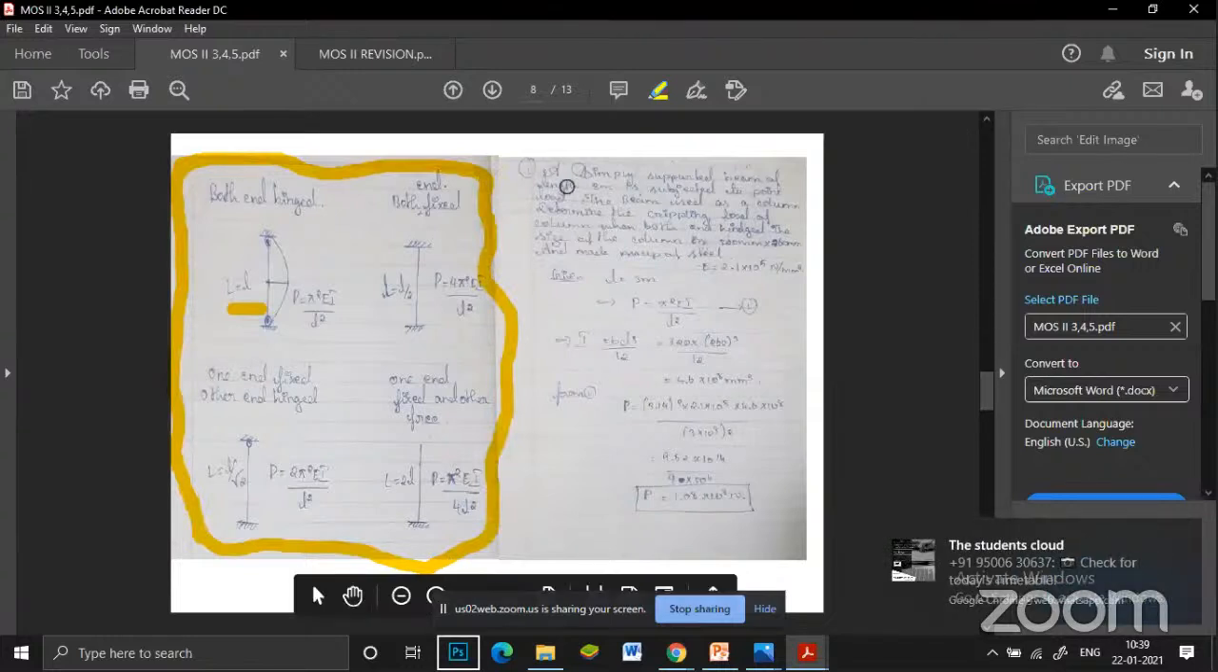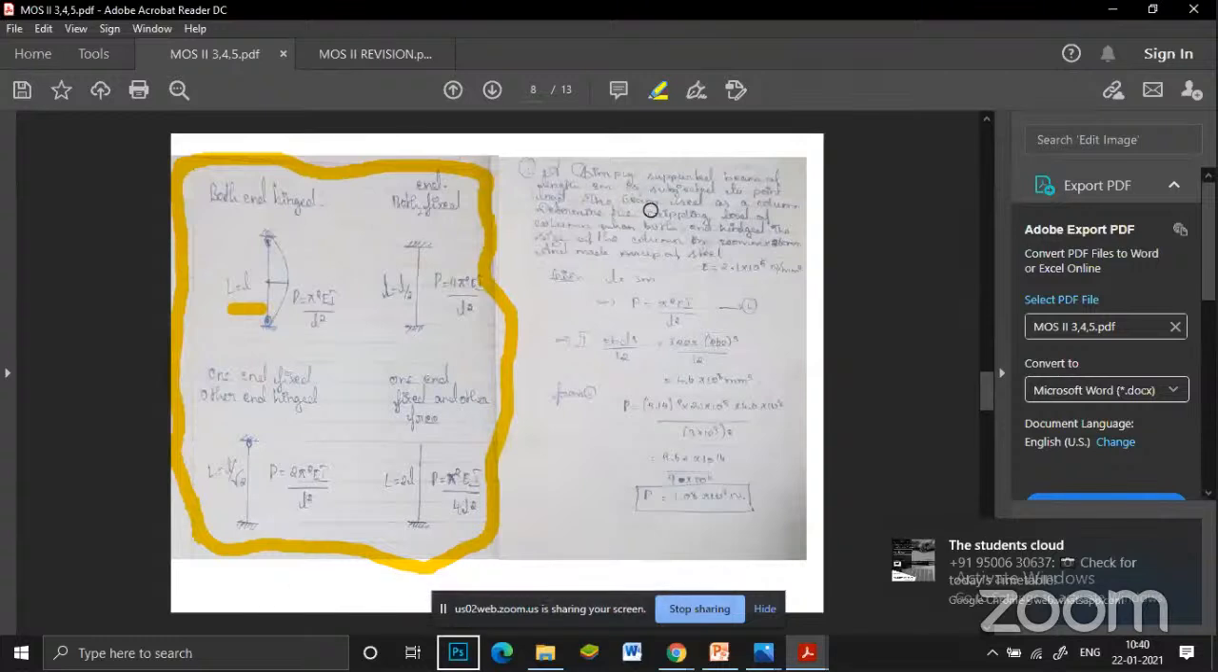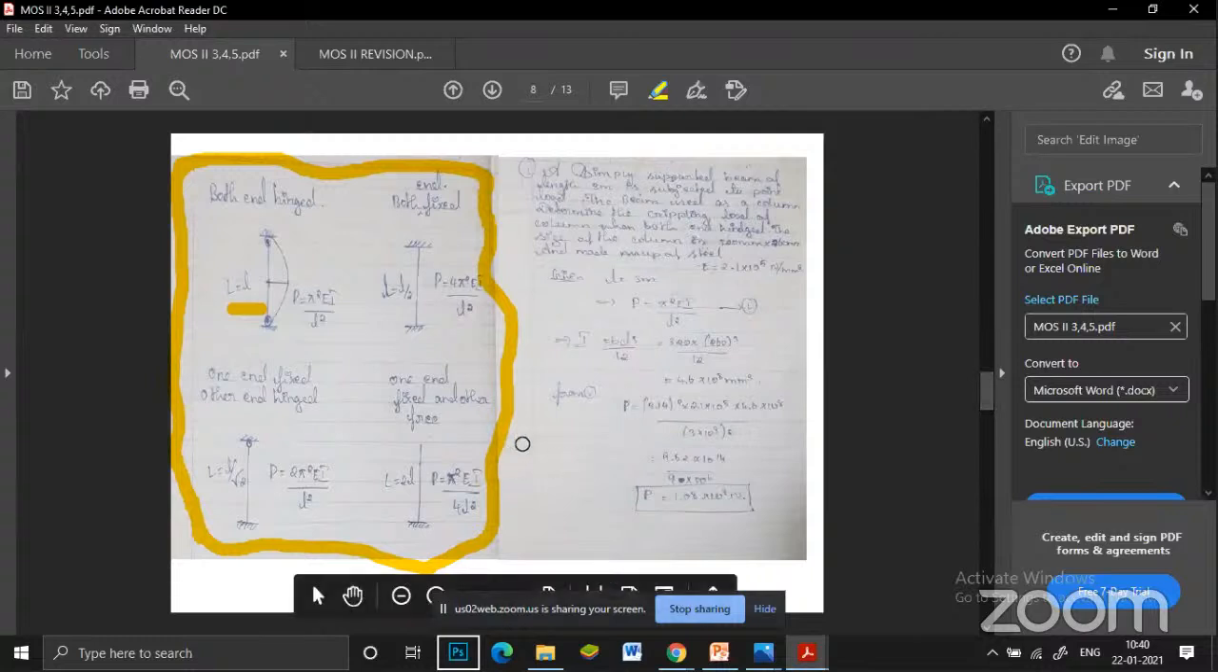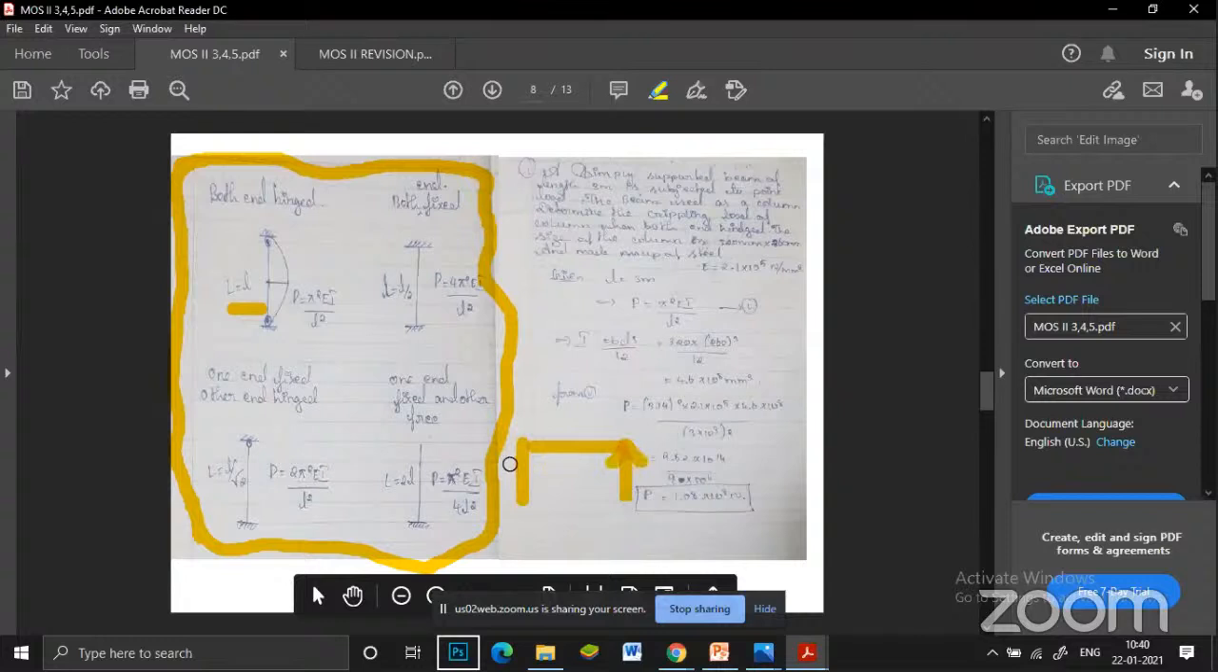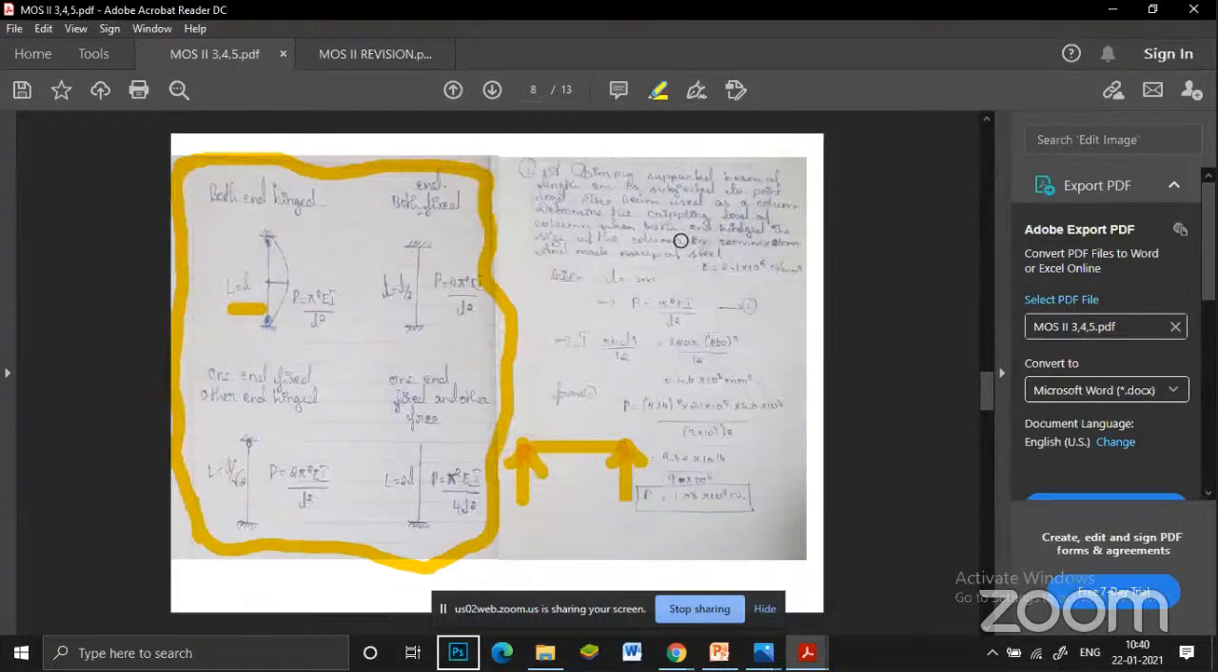The next thing is a small example for this. A simply supported beam of length 3 meter is subjected to point load. What is a simply supported beam? Both the sides have a support. The beam is used as a column. Determine the crippling load of the column when both ends are hinged.